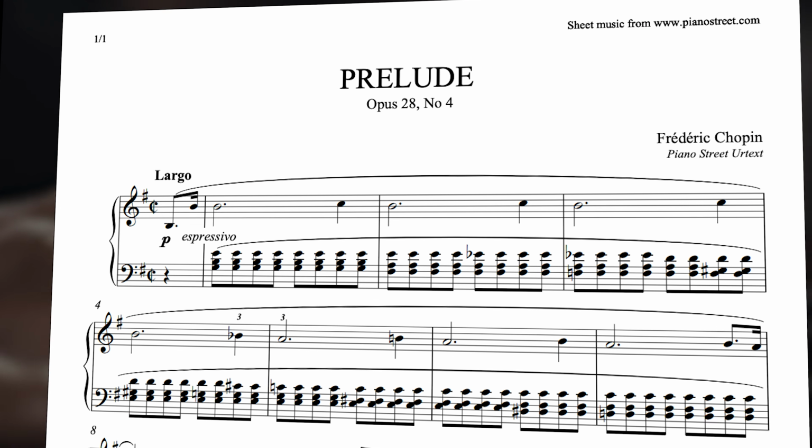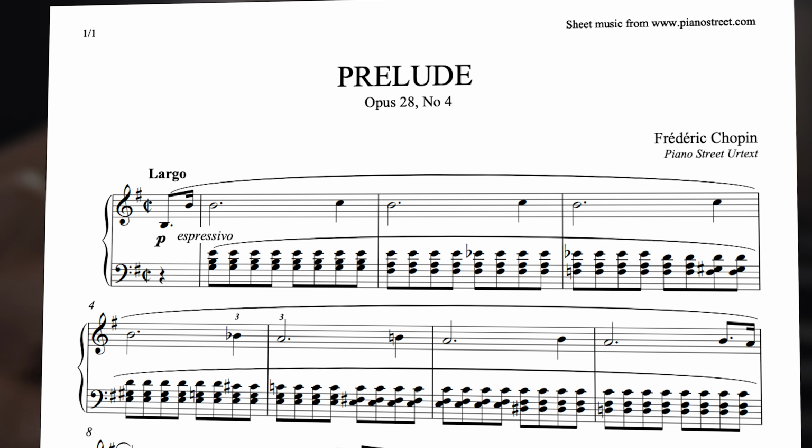So to give you an example, I'm going to use a piece that a lot of people learn, which is Chopin's Prelude in E minor. Now, if I was learning this by just reading the notes and playing them on the piano, then it would sound like this.